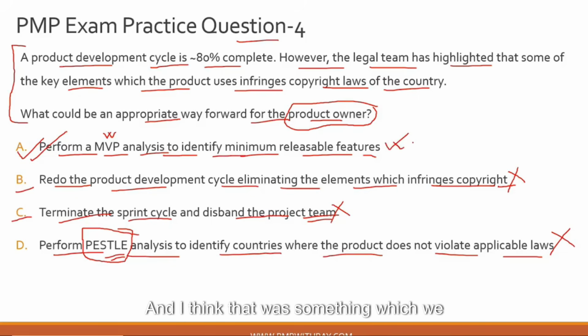And I think that was something we were discussing at the very beginning: you eliminate those items which are infringing the copyright laws, or you try to replace them with non-copyrighted material while still maintaining that functionality, or totally eliminate it and see if the product is still working. Then go back to the customer with a minimum viable product, which gives you time to do a reassessment and find alternative options. That is a pragmatic approach as a product owner when managing such a scenario. So the correct answer to this question is option A.